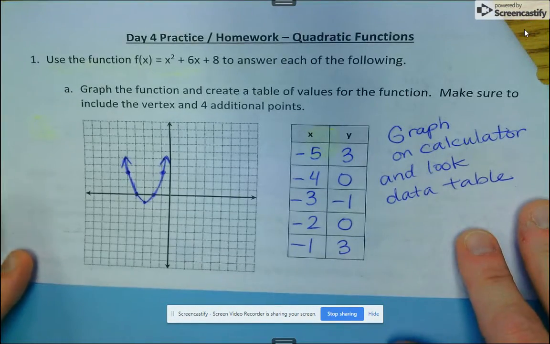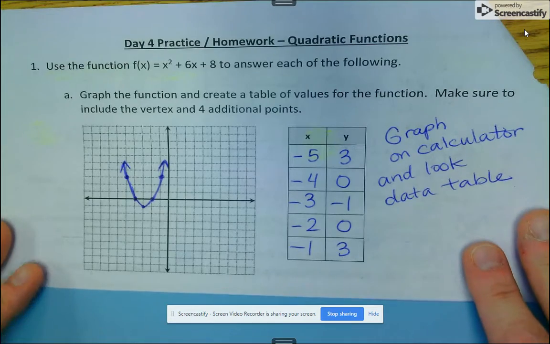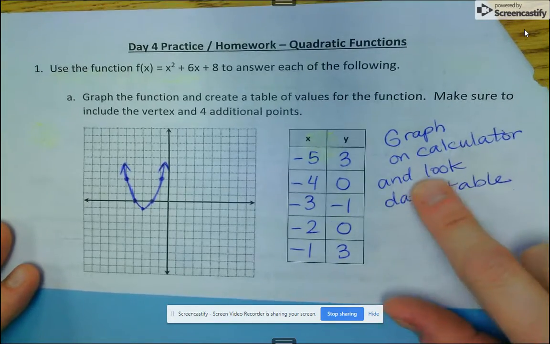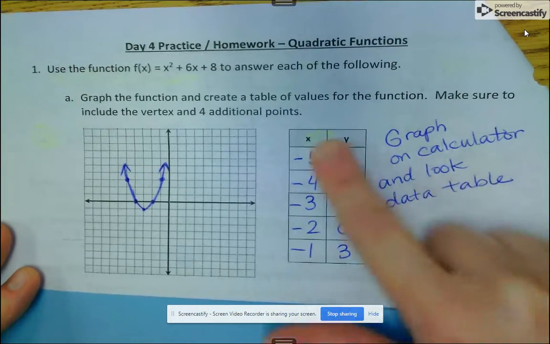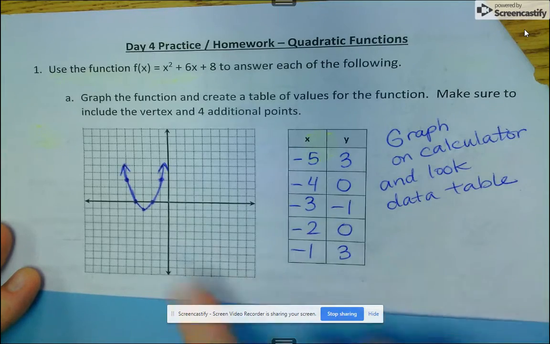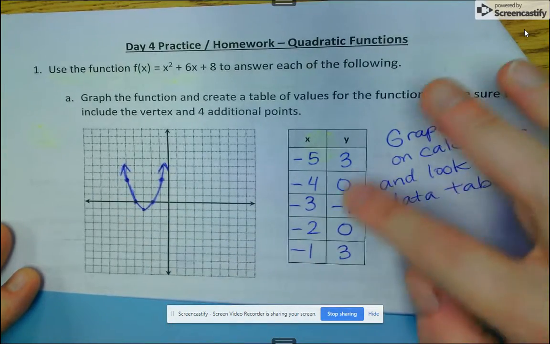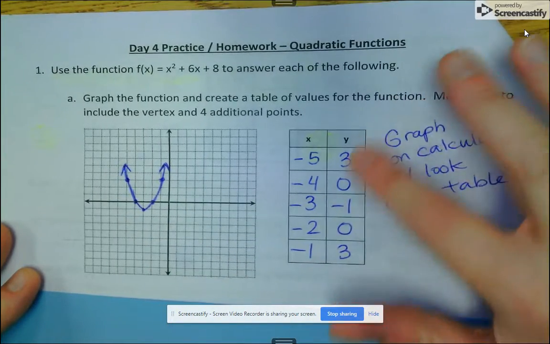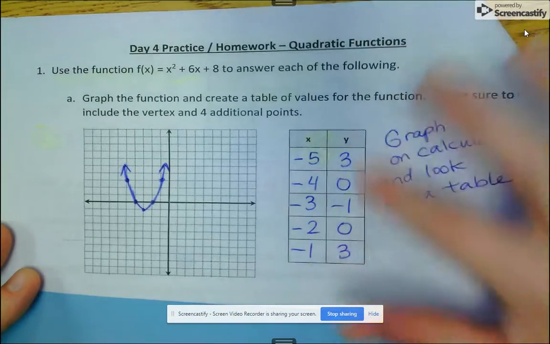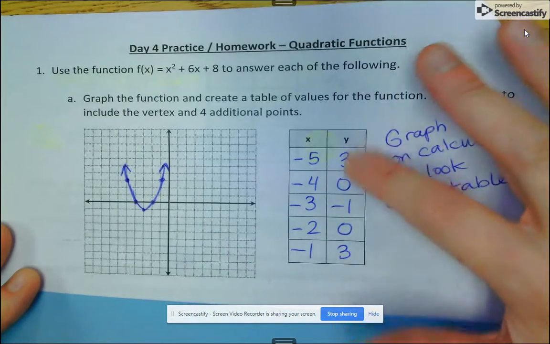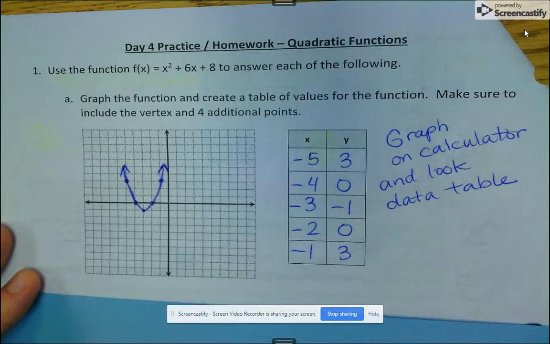So it says, use this function to answer the following questions. Well, you can graph it in your calculator and look at the data table and fill it out. You're going to want to find the points in the data table that give you that vertex. So you want to figure out where it's changing direction, and you want to have a couple points on both sides of the vertex.